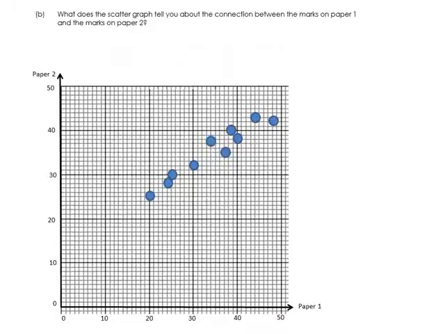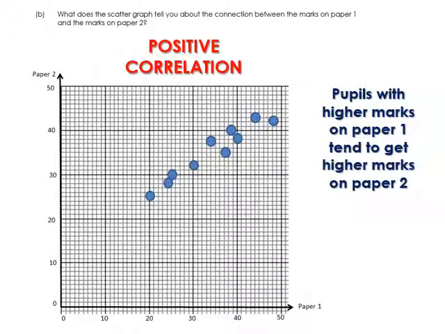So I think you'd be absolutely fine with part A. Part B says, what does the scatter graph tell you about the connection between the marks on paper 1 and paper 2? And we can see that we've got a positive correlation there, because one's going up, the other's going up. So both papers go up together. And if it's a positive correlation, you might like to say that that one's got a strong positive correlation.